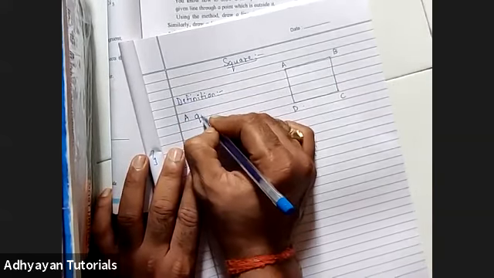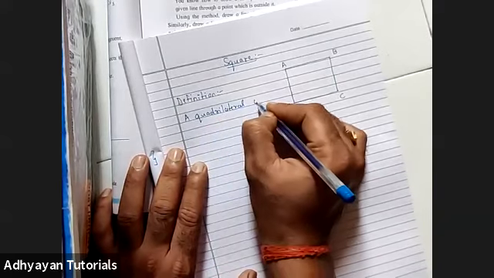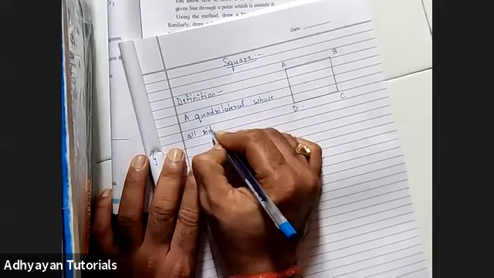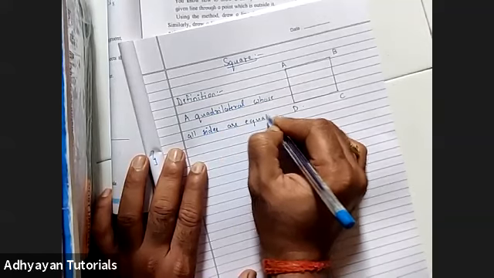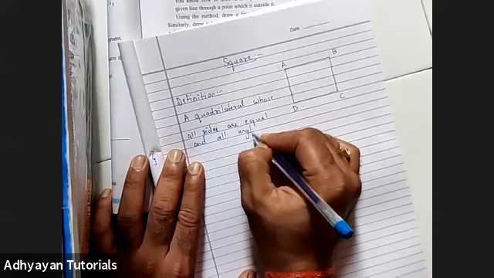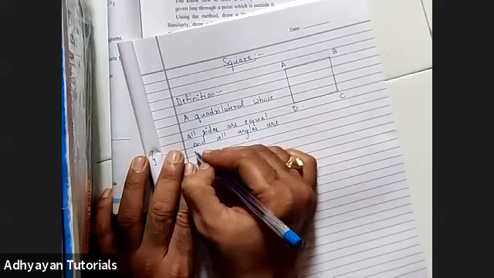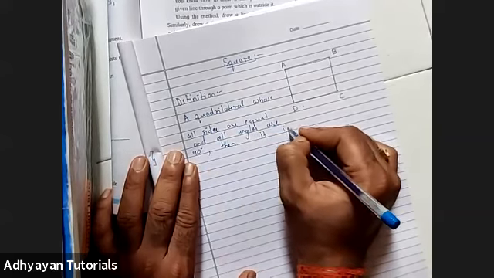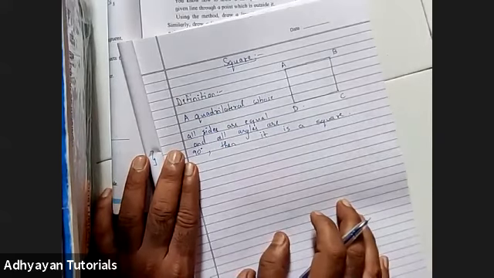A quadrilateral whose all sides are equal or congruent and all angles are right angles or 90 degrees, then it is a square. I hope this is clear.